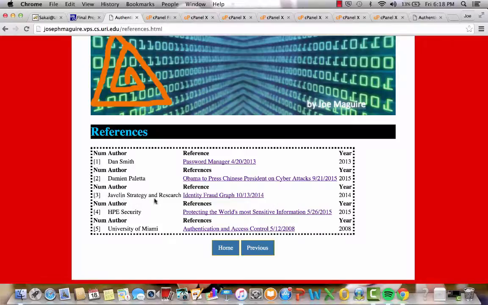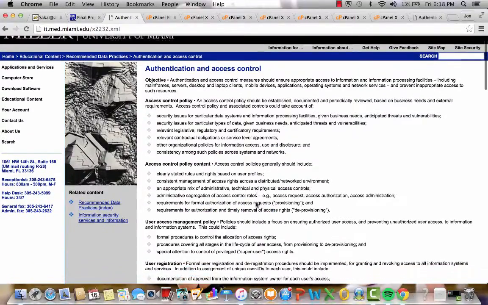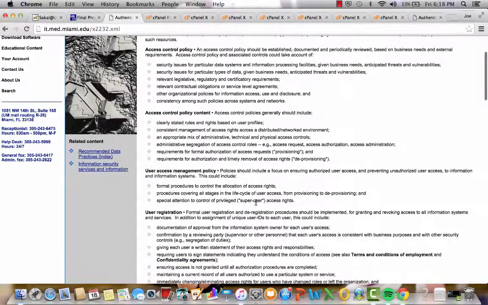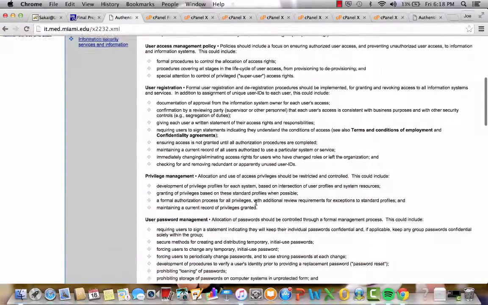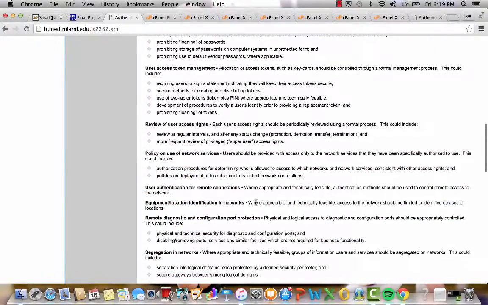The next was Javelin Strategy and Research, which I viewed Identity Fraud Graph. The fourth is HPE Security, in which they posted a video talking about protecting the world's most sensitive information. And the final, and most important, is by the University of Miami, and it's an article on authentication and access control, which I will show you now. Basically, this website I use to really learn about my topic and understand the basic meanings of access to information, and without it, I would definitely not have been able to create my website.